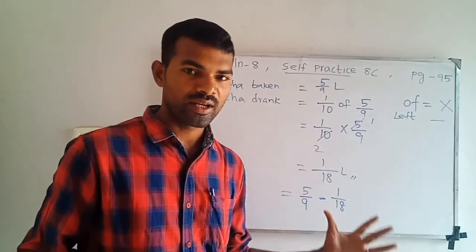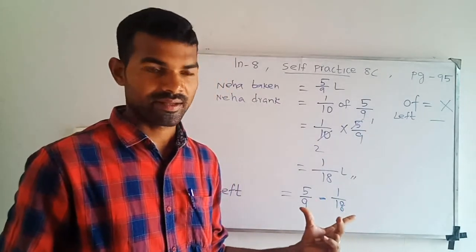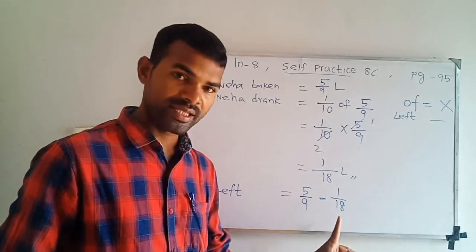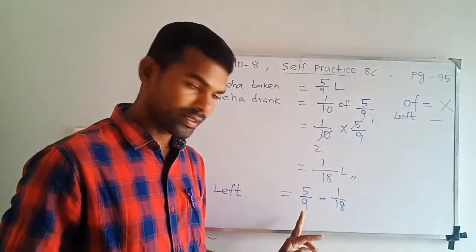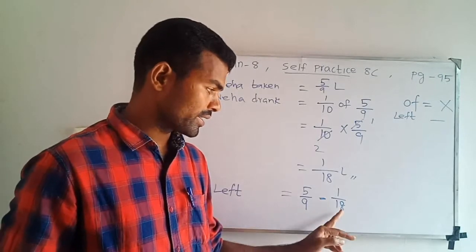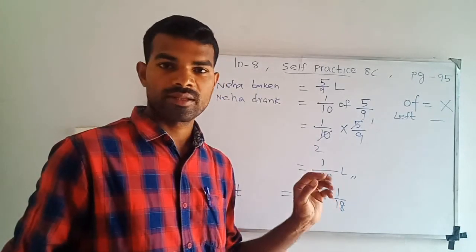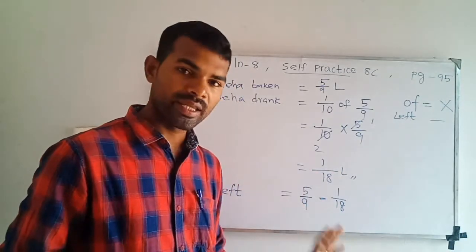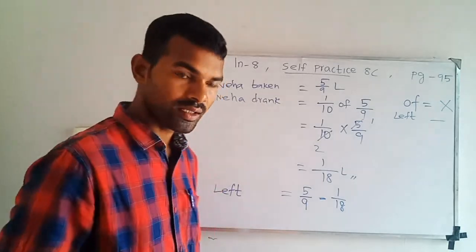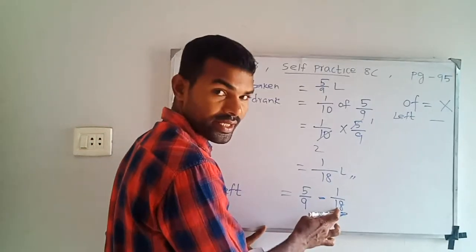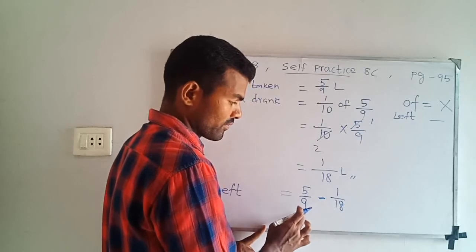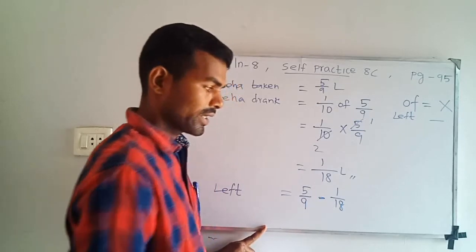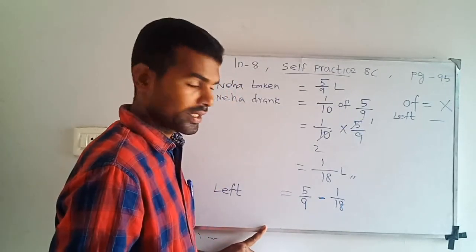We already know subtraction in lesson 7. We can subtract when the denominator is the same number. Here the denominators are 9 and 18, not equal. So make the denominator equal. How can we make them equal? Find the LCM of 9 and 18.